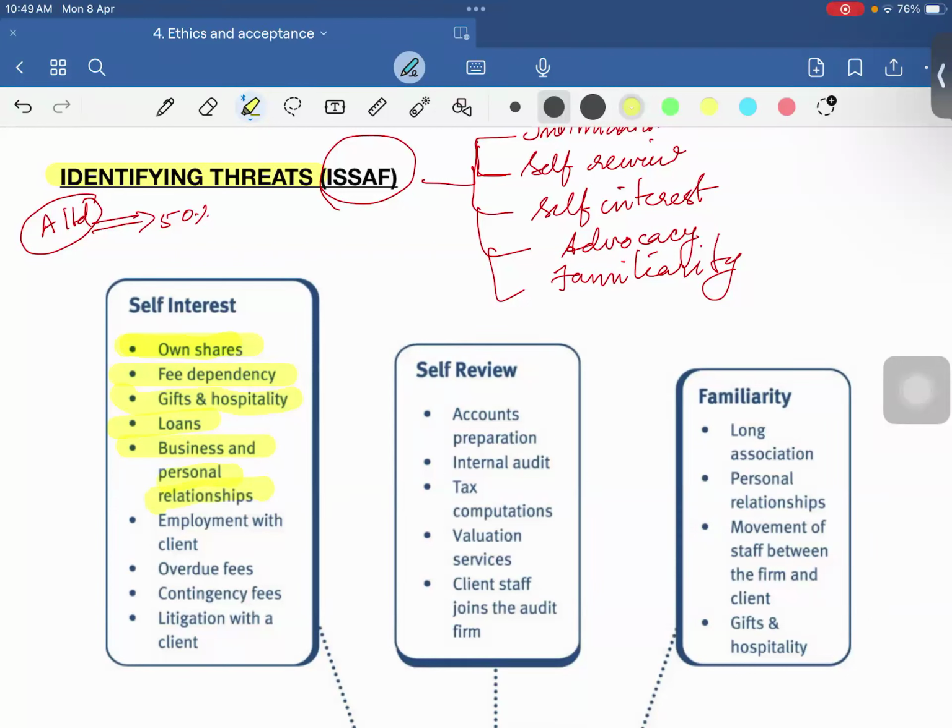Now, next is business and personal relationship. Suppose you buy goods from your client, furniture and stuff, and you are a regular customer. When you accept that client, you're going to have a personal relationship, right? Because you get so many discounts from them, you are intimidated into not disclosing the true and fair view of the FS. Even if there are misstatements, you're going to turn a blind eye. So that is a self-interest threat.